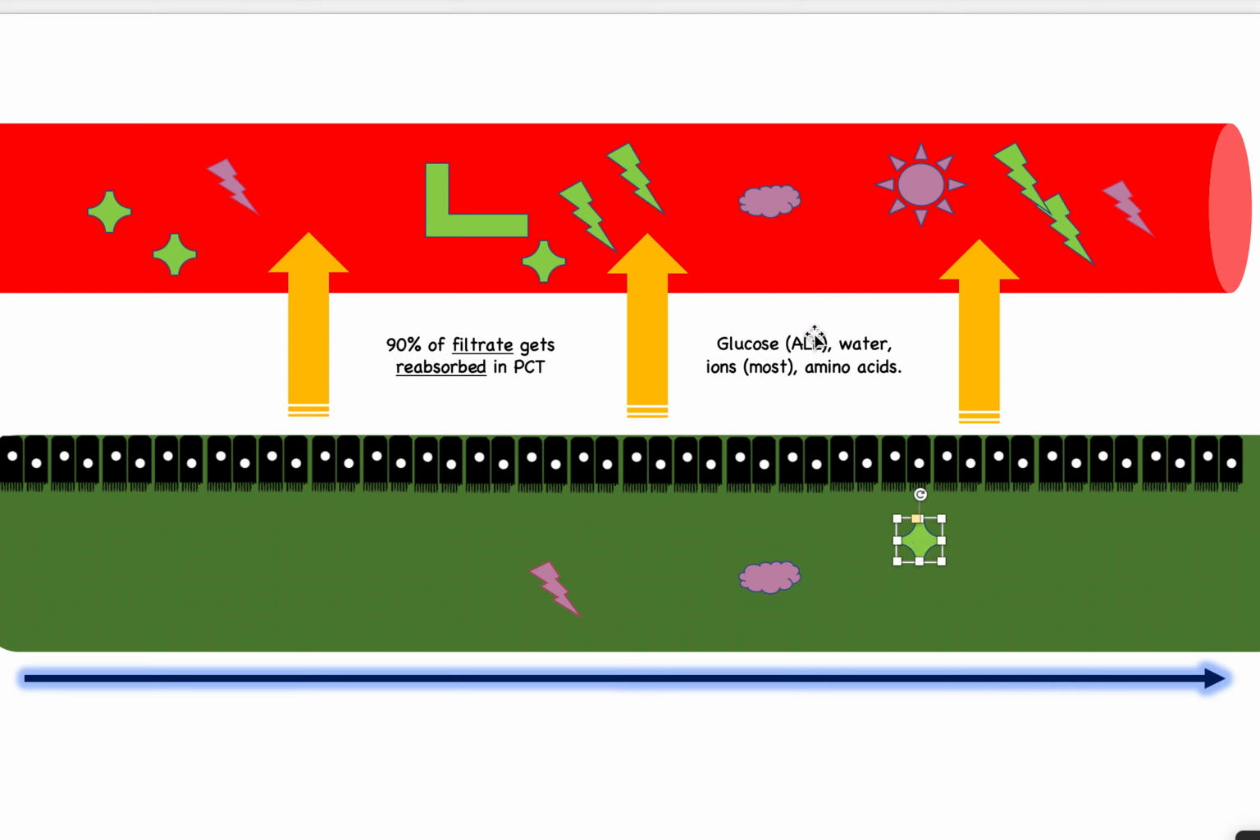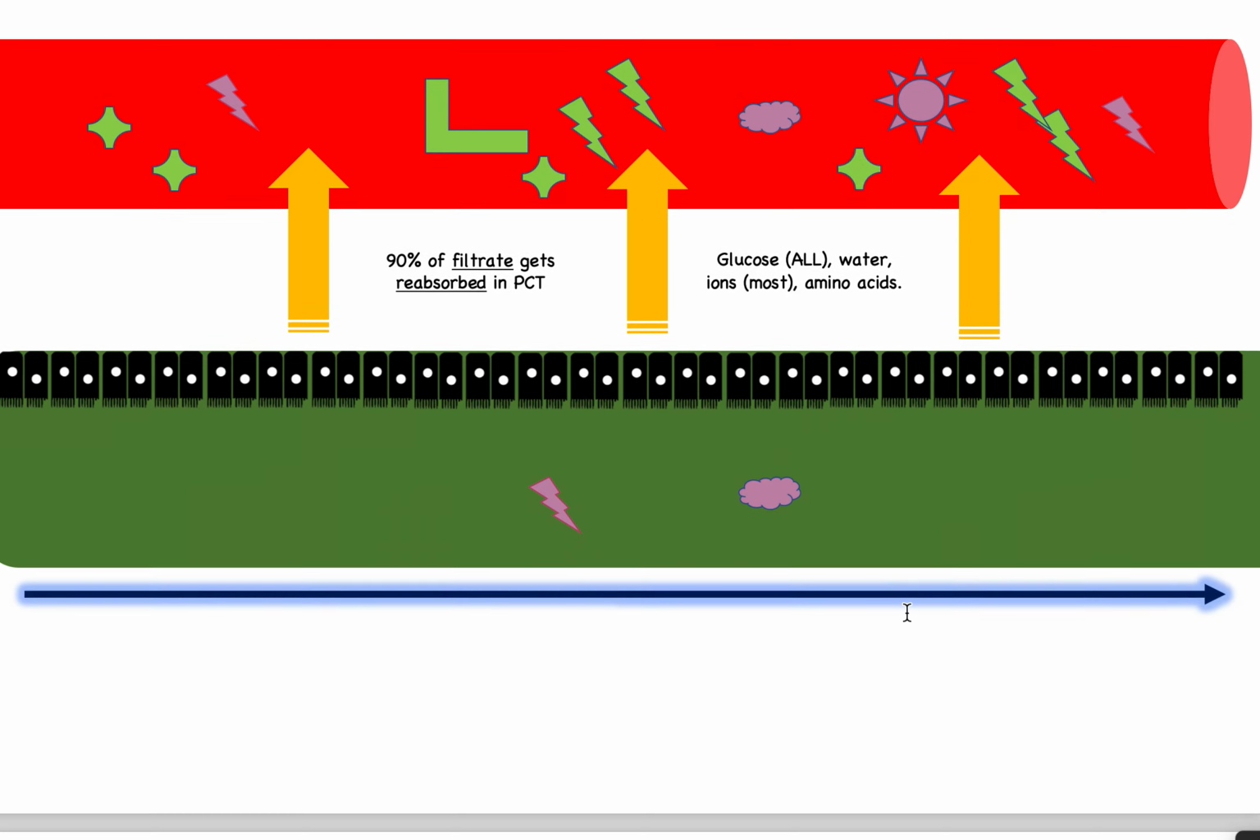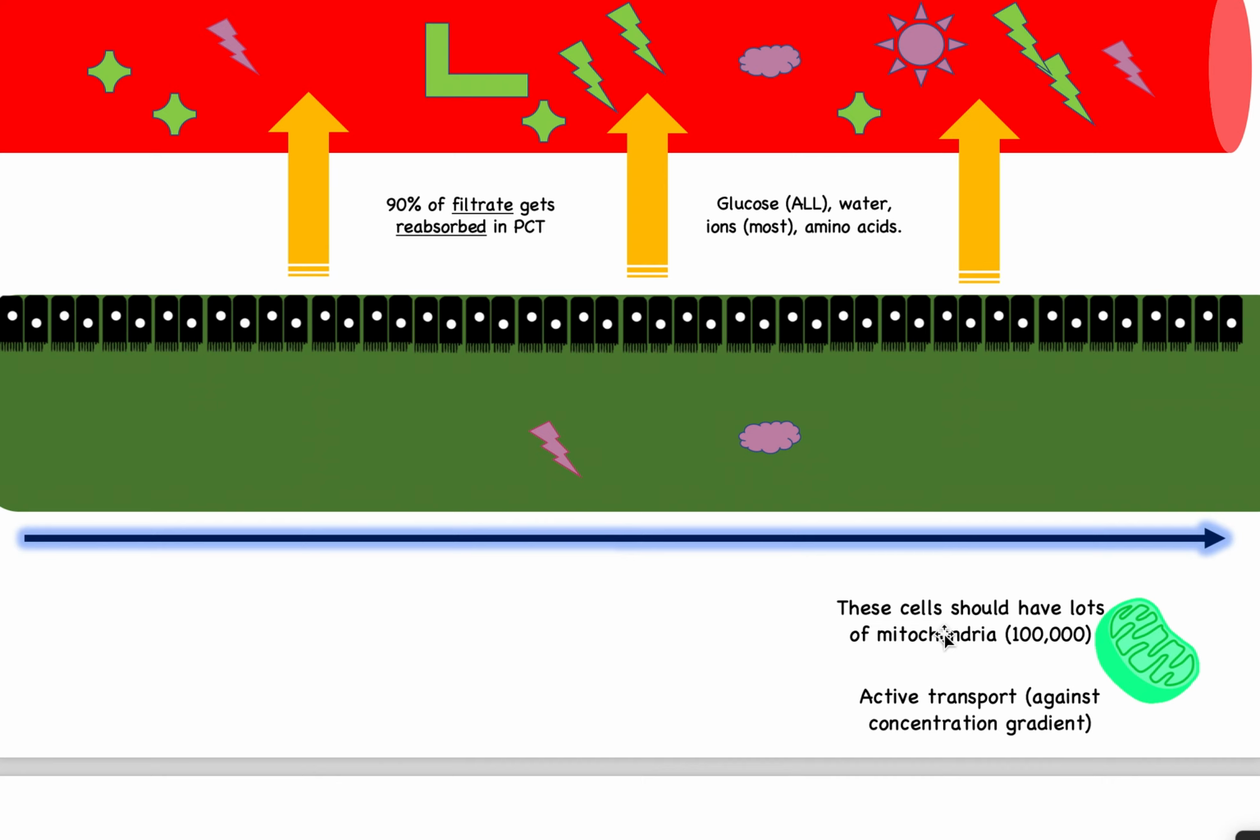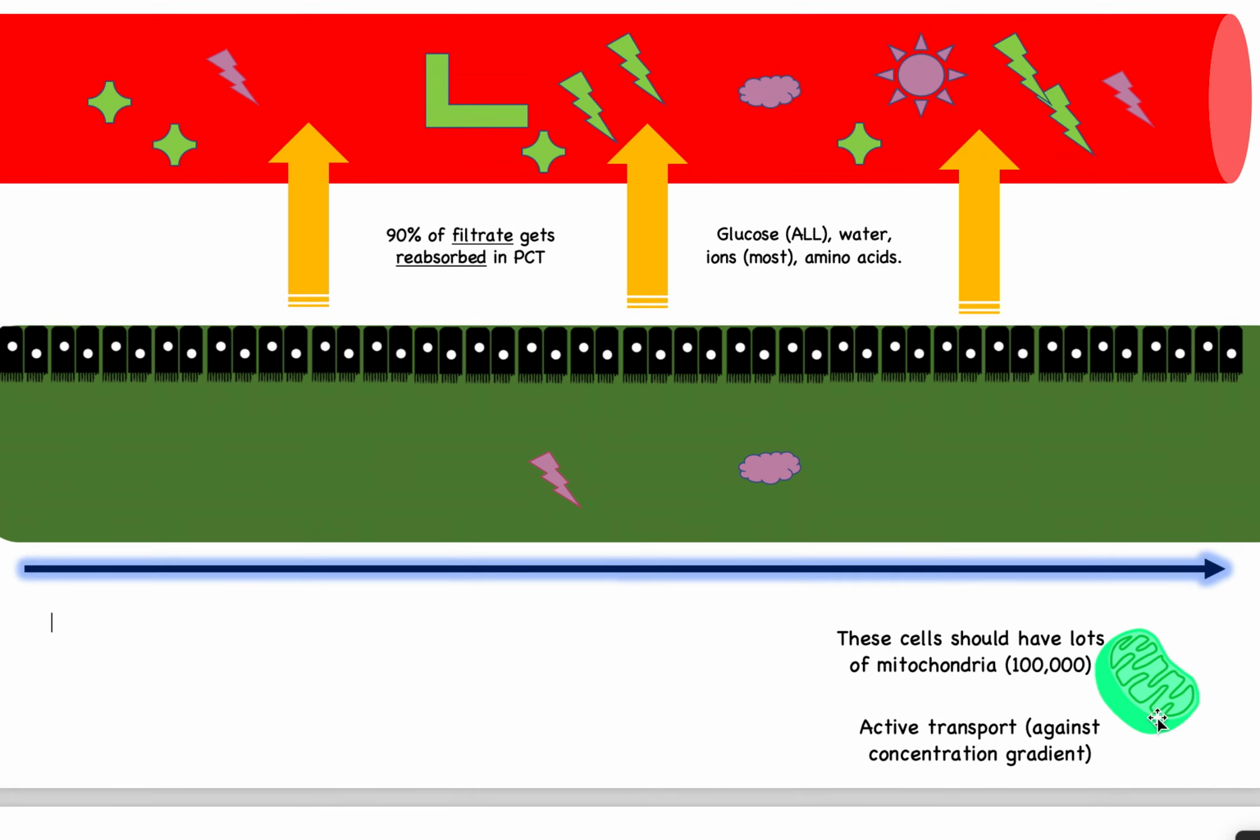Everything except one thing that I'll mention just now is absorbed by active transport, meaning you need energy in the form of ATP to take it into the cell against the concentration gradient and then into the blood. Okay? Active transport. This means one important thing. Active transport means you need energy. And we know energy is made by the mitochondria.